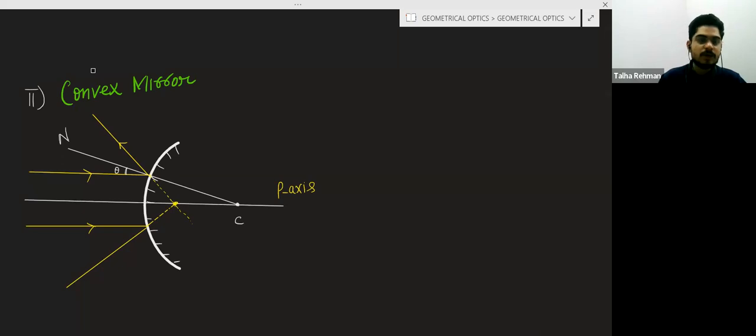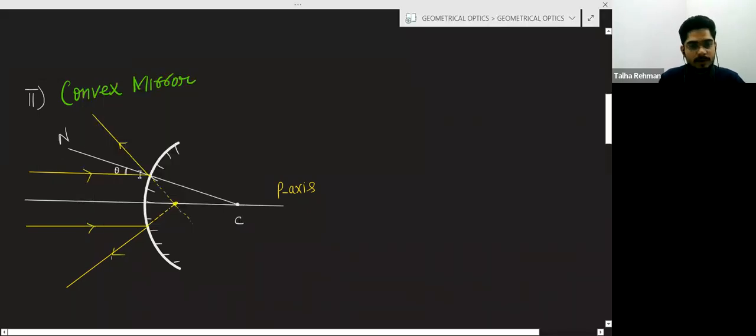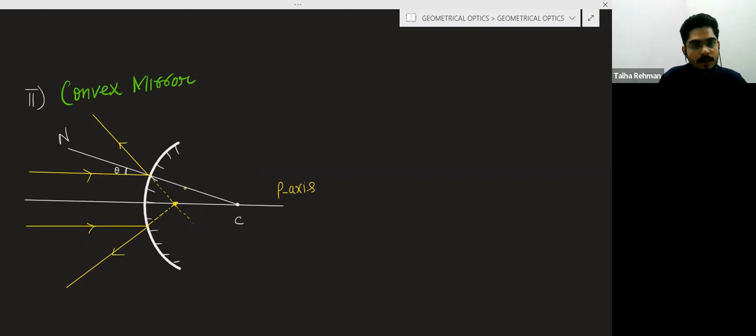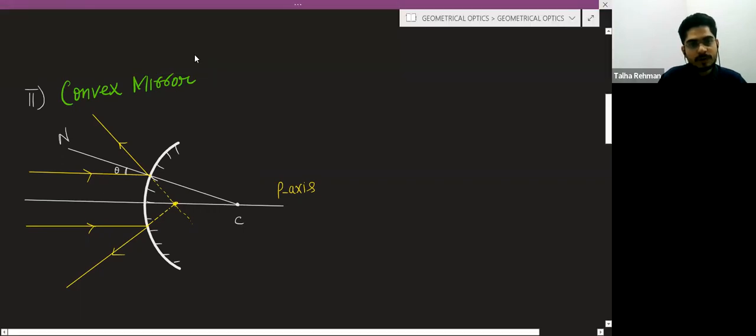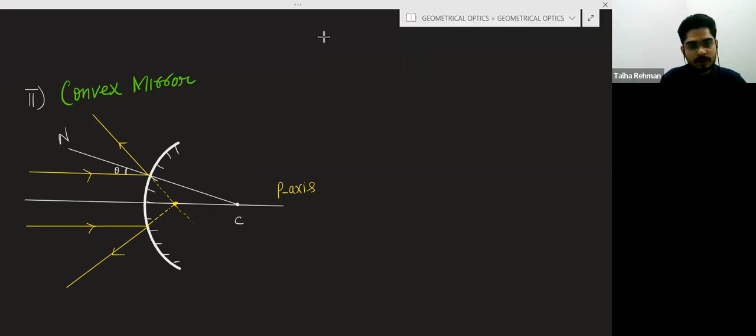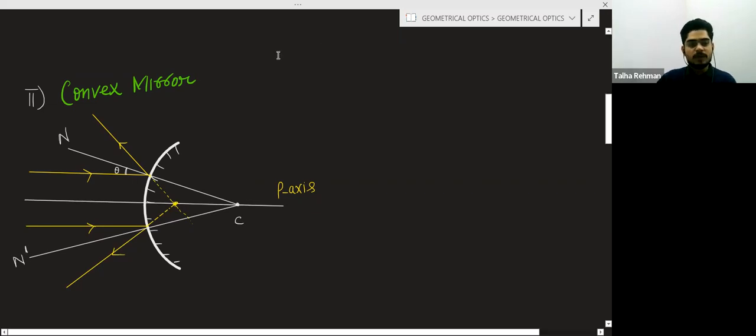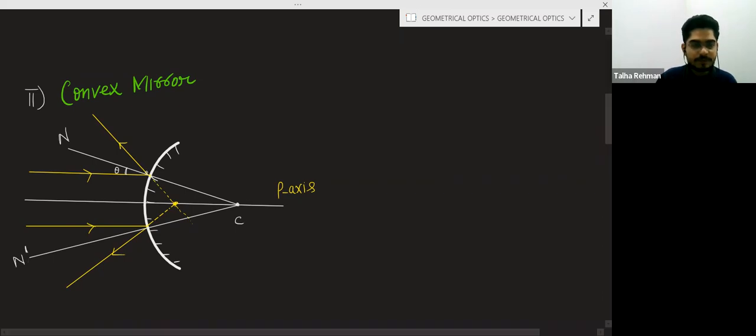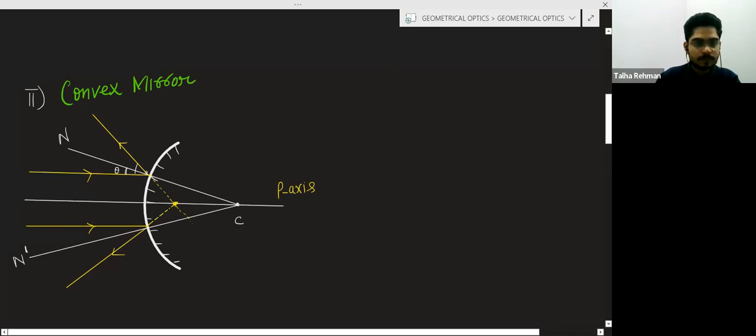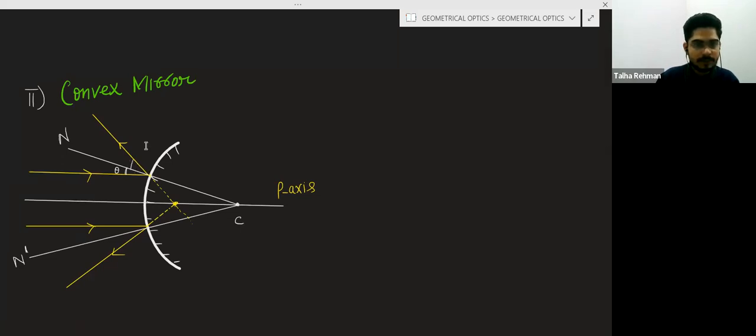Basically you can say that if you want to draw the normal for this, then you can draw the normal for this also. Okay, normal, basically this is n dash, another normal. So now this is the ray of light, and at this point the reflection is taking place. This angle is also theta. This angle will be theta.